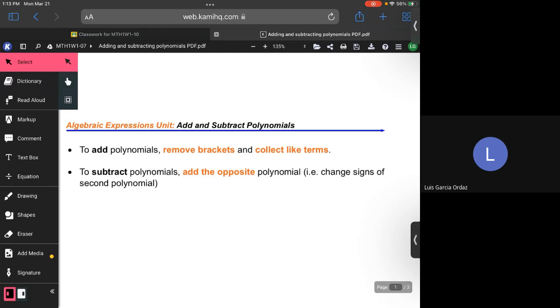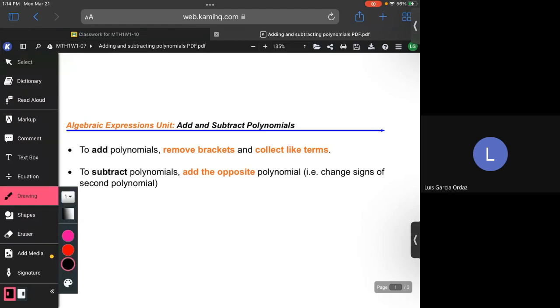Go ahead. So we're going to be starting adding and subtracting polynomials. Similar to what we did before, we're still going to be collecting like terms, so it's nothing new. The only thing different here is that we're going to have multiple pairs of like terms. Maybe 3 sets of like terms, 4 sets of like terms, and we have to add and subtract them together. There are rules to adding and subtracting polynomials. The first one is to remove the brackets and collect the like terms.